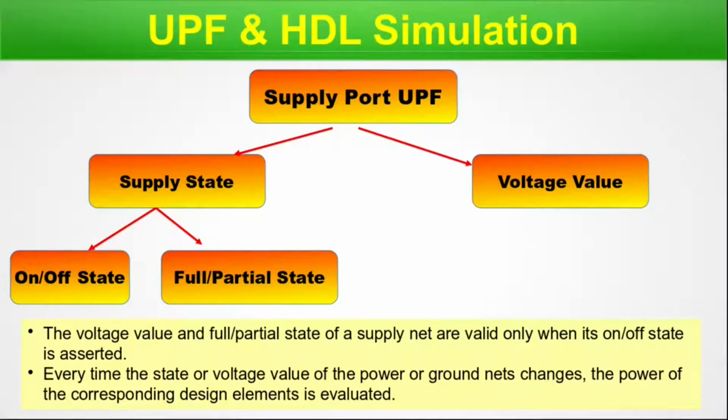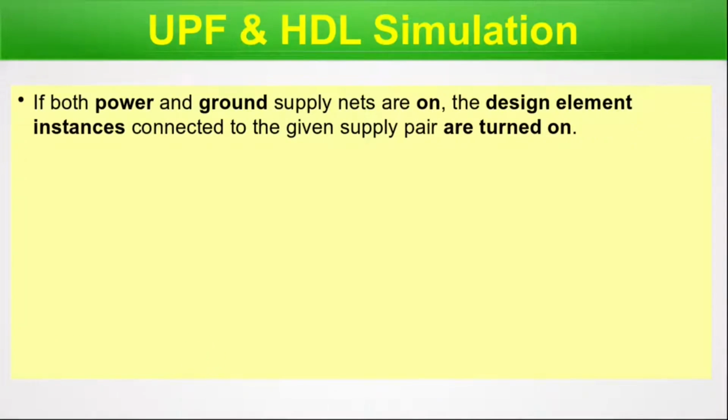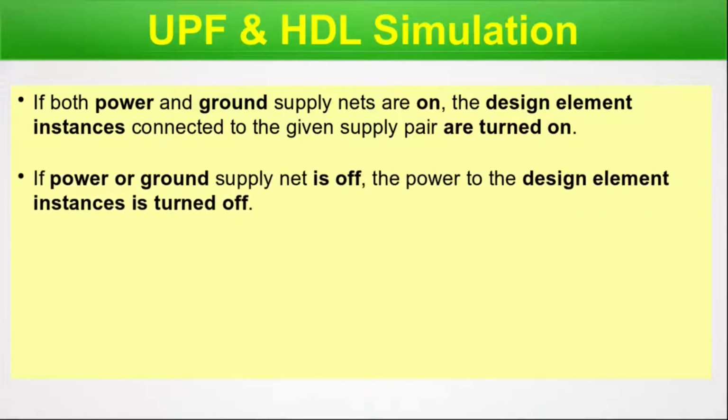Okay, so guys, we are done with this slide. Let's move on. Now let's look at what happens in a design which has two or more power domains which may be turned on sequentially during power up sequence. If both power and ground supply nets are on, the design element instances connected to the given supply pair are turned on. If power or ground supply net is off, the power to the design element instances is turned off.